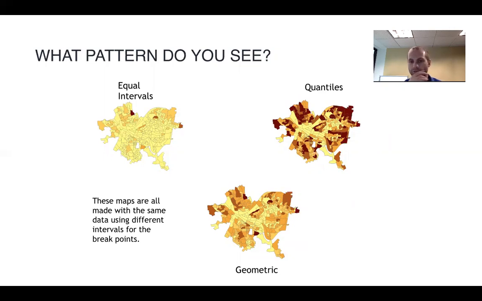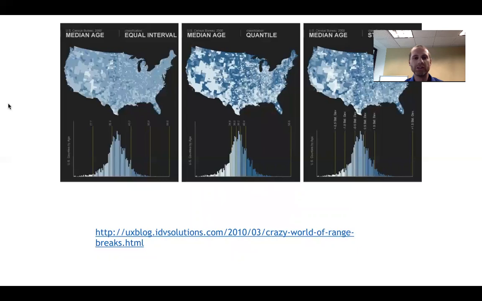So in this case, there's a few different ways to do that. We can cut our variable of interest into equal intervals, into quantiles, or some kind of geometric function. And we'll talk about the three different ways. So if we look at our variable of median age according to US Census data in 2000, we see a relatively normal distribution of our variable.